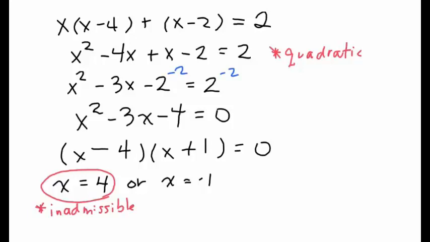This means x equals 4 is an inadmissible solution. We're not allowed to take this as part of our solution. In this case, we're forced to conclude that x is equal to -1 is the only possible solution to this equation.